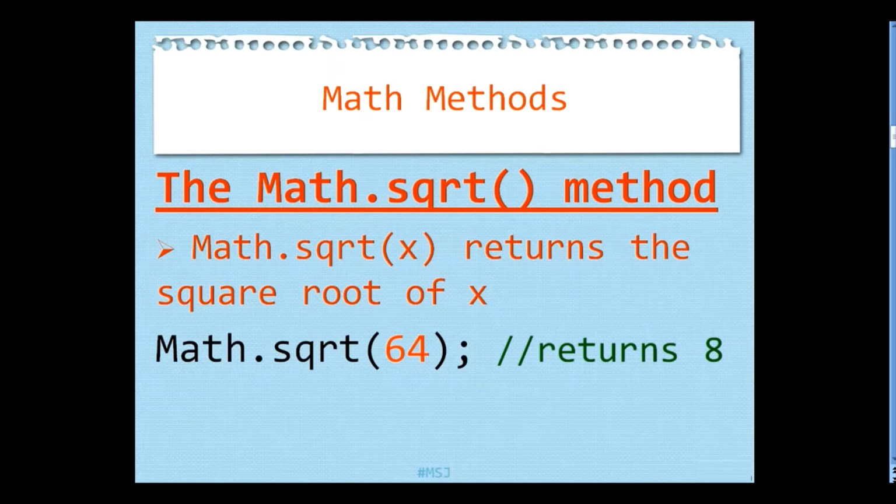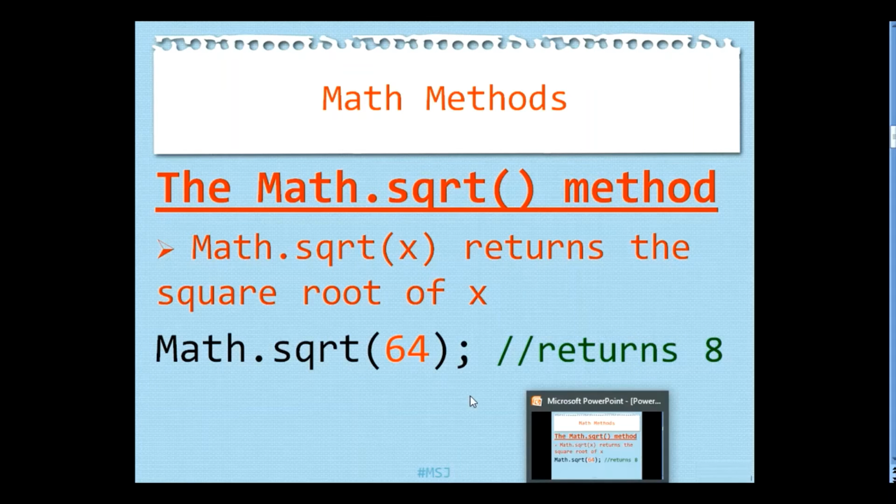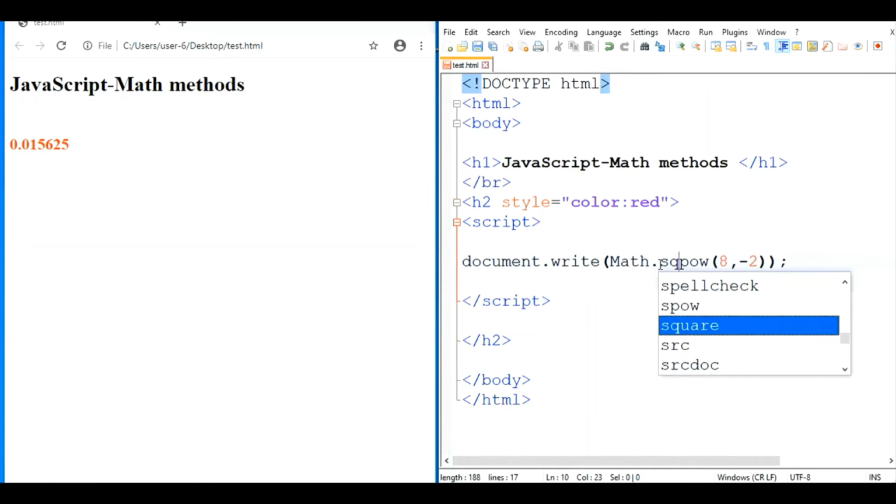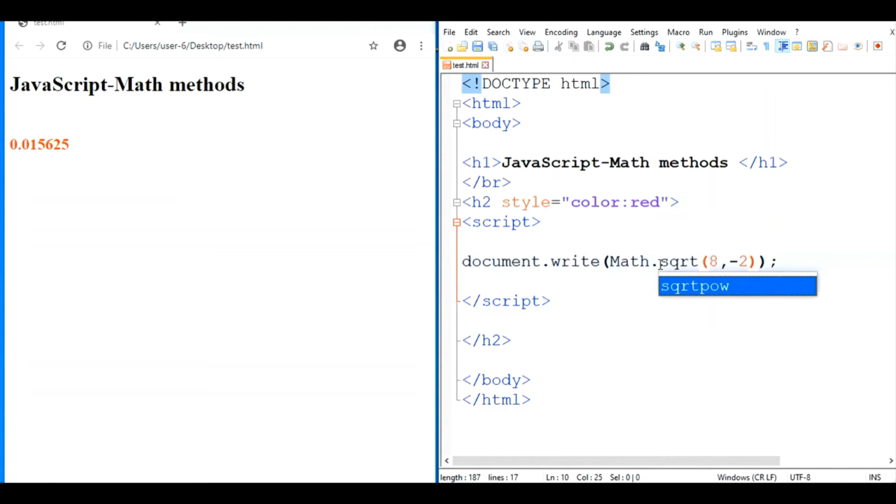The second one is the SQRT or square root function. We know SQRT returns the square root of some value. So how should we write? Math.sqrt of 64. Now the square root of 64 is 8. Now compile this program, Math.sqrt of 64. Compile this, run this. Now 8 is the answer. The square root of any number we can get here.